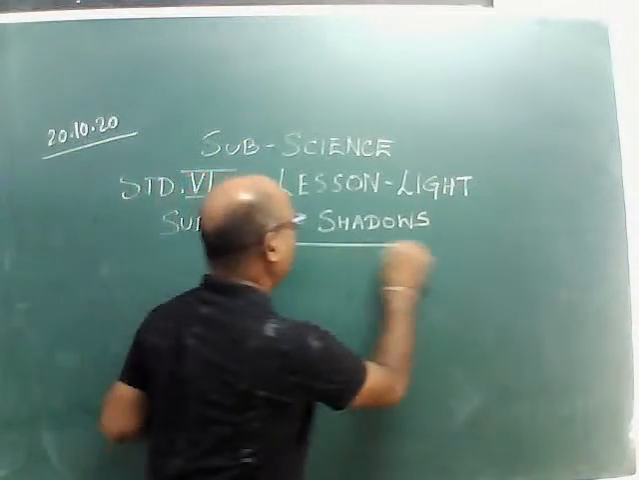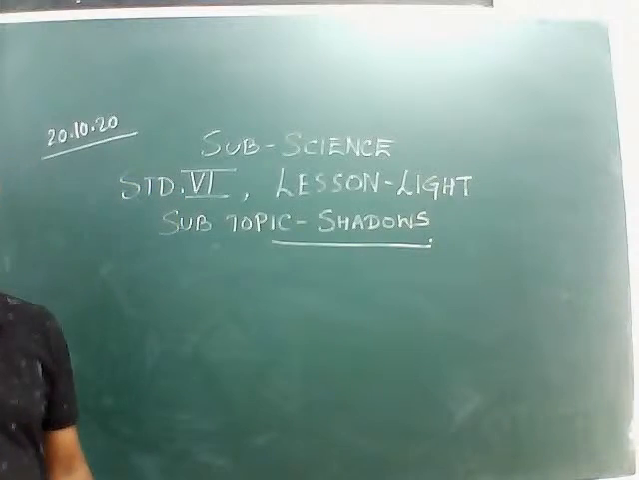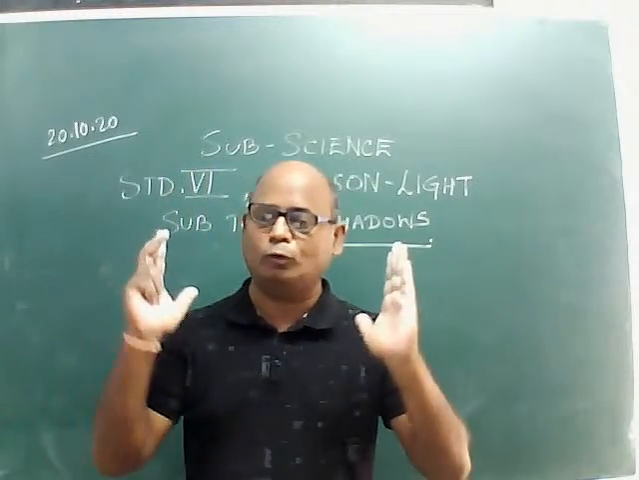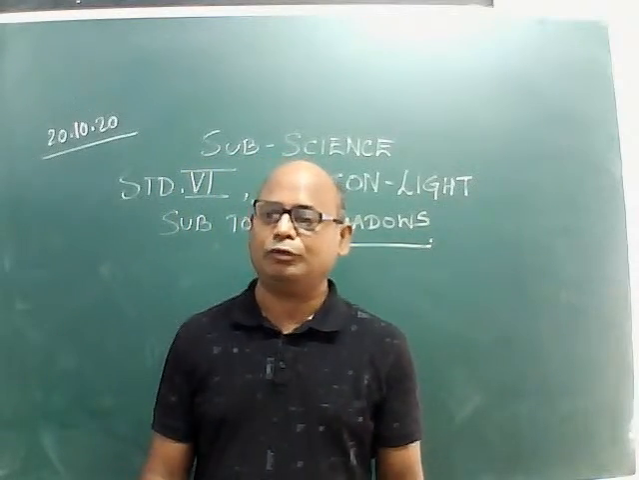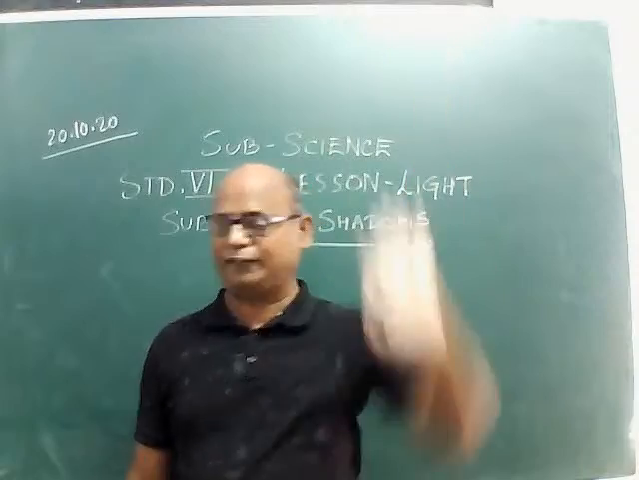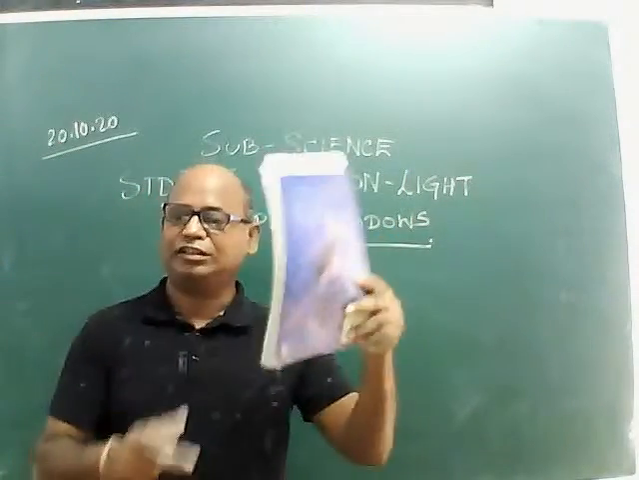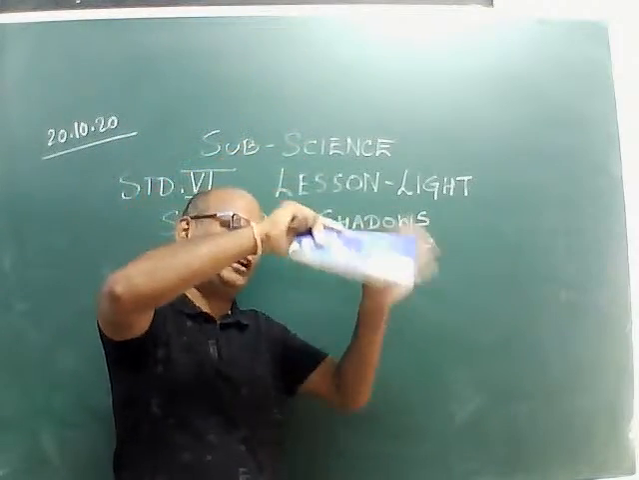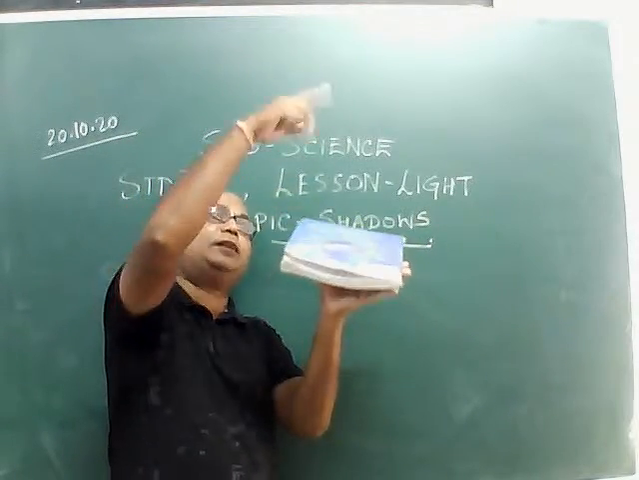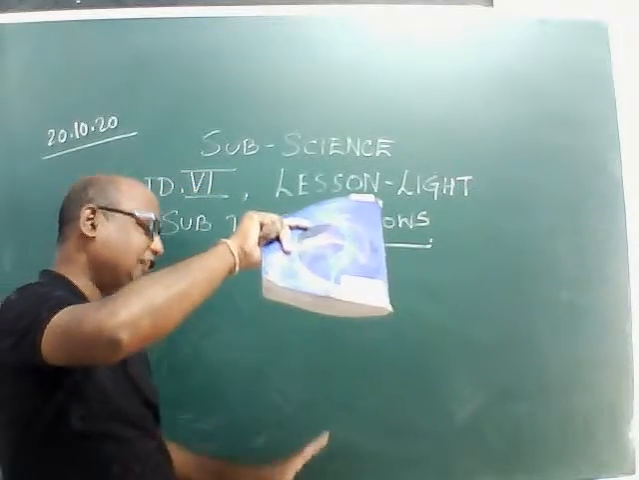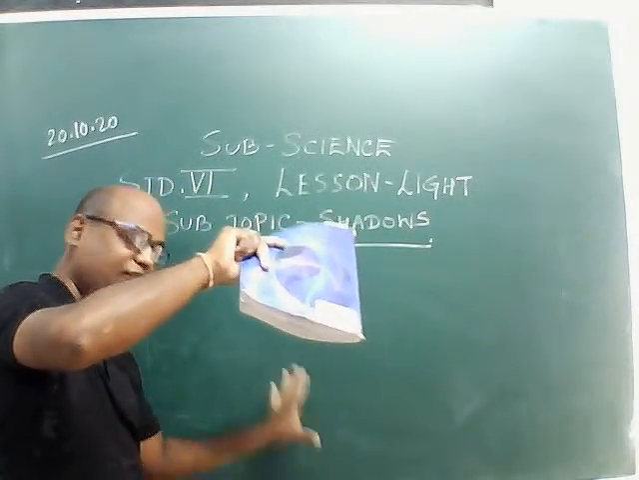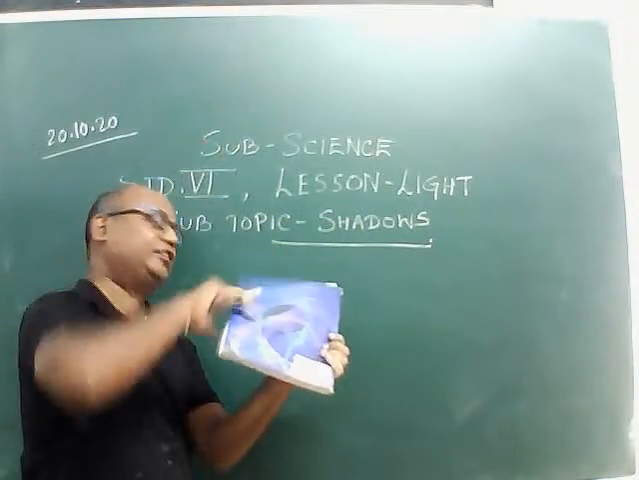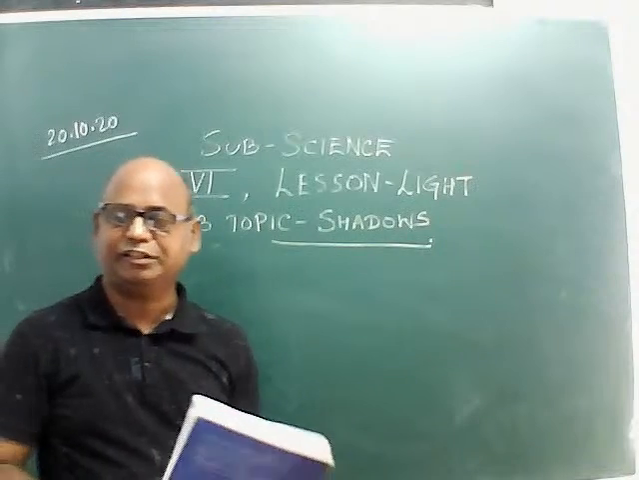Now, shadow. What is this shadow? Suppose there is a source of light and it is blocked by some opaque object. For example, now you know that this tube light is the source of light, and this book is an opaque object. When the light is coming from this source of light, it is blocked by this opaque object. We will find a dark patch on whatever surface is behind this opaque object, opposite to the source of light. That is called shadow, isn't it?